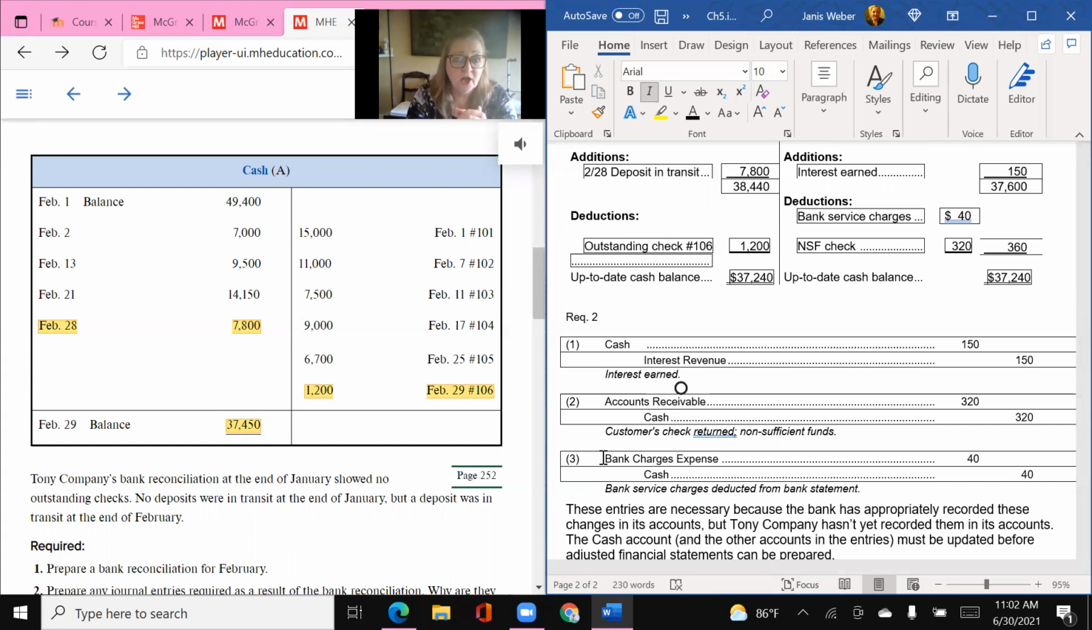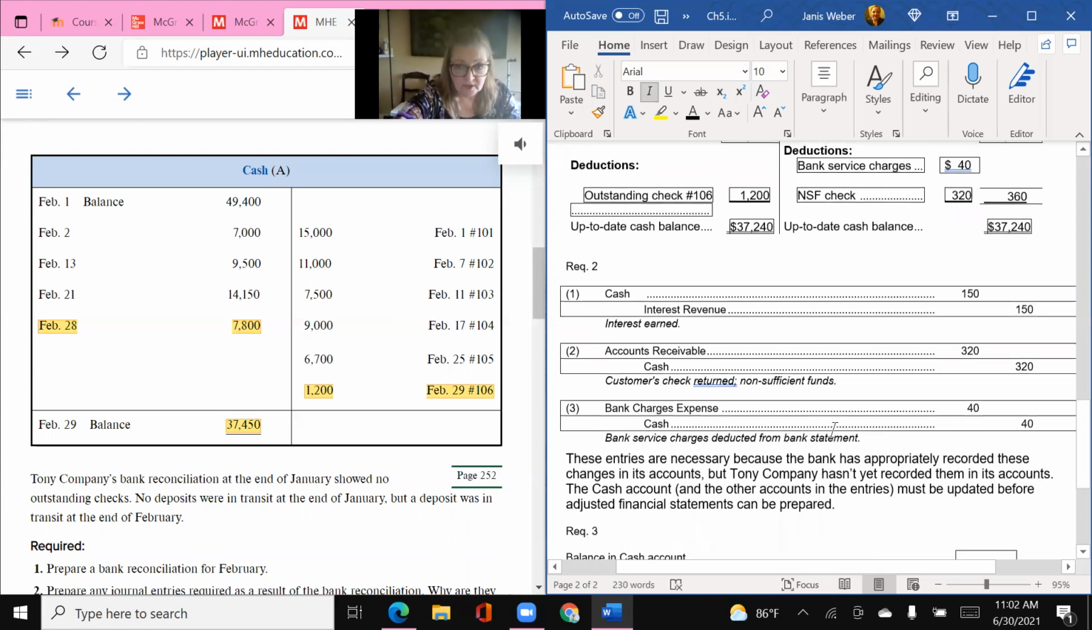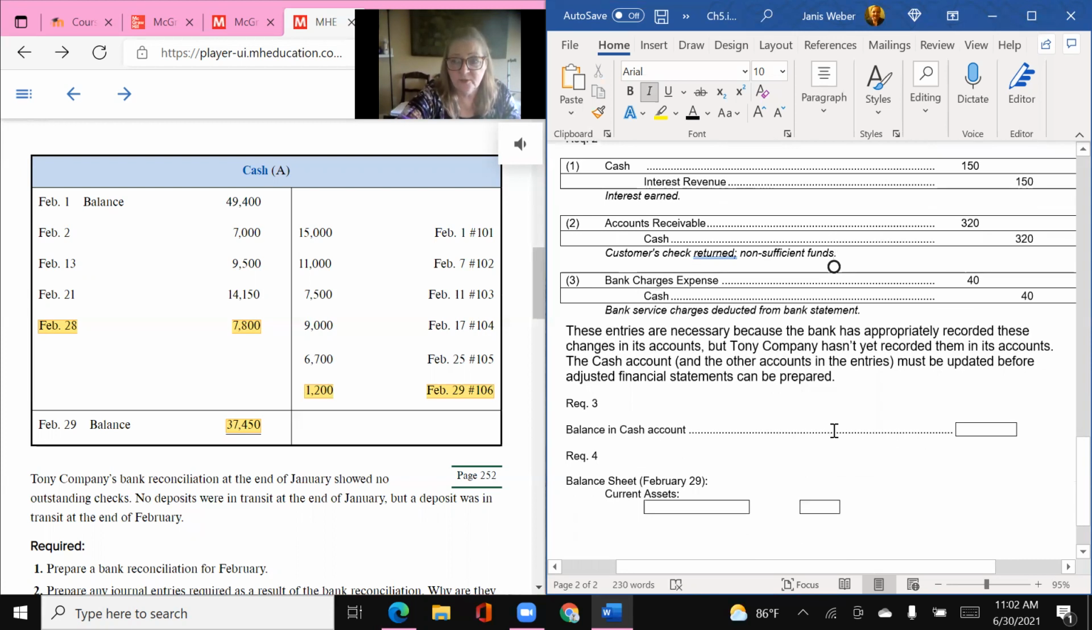For the NSF check, what is actually happening is we're going to go back to the customer and ask them for that money back because it didn't actually pay their balance. So what we did is increase the receivable that we have for that customer by $320. So we debit accounts receivable and credit cash for a returned check. These entries are necessary because the bank has appropriately recorded these charges, but Tony's company has not recorded them.